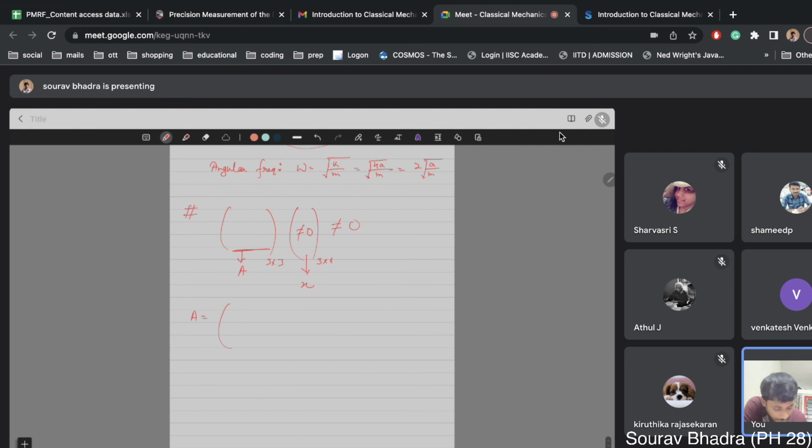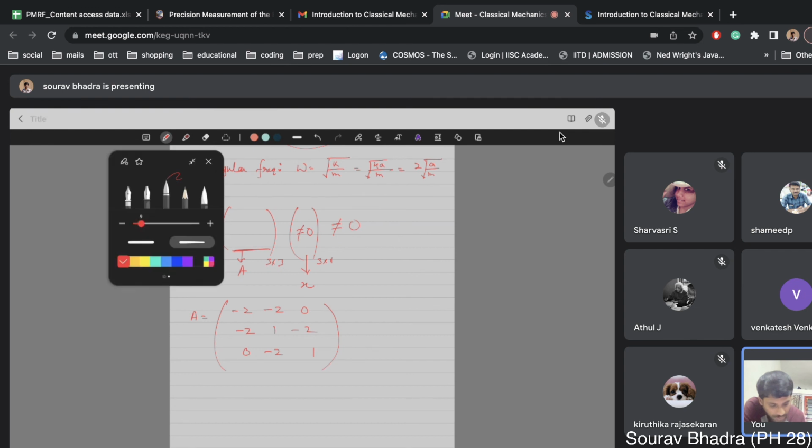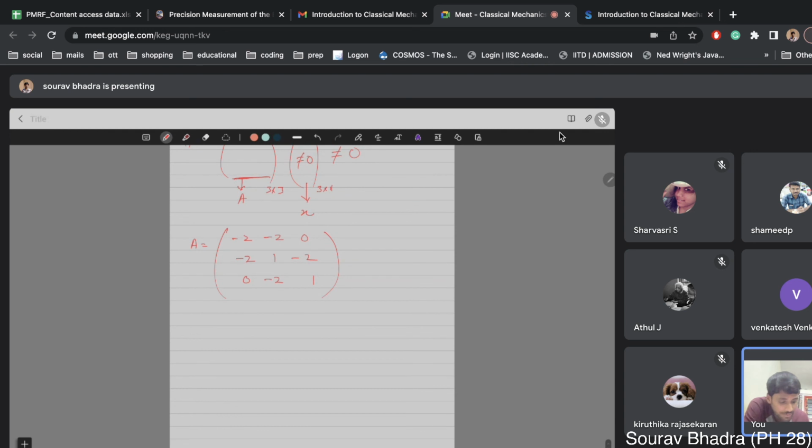Suppose A is 2, minus 2, 0; minus 2, 1, minus 2; 0, minus 2, 1. Okay, so how do you know whether it is a positive definite matrix or not? The method is, you have to calculate the subdeterminant from the left side, and you need to increase from that direction.